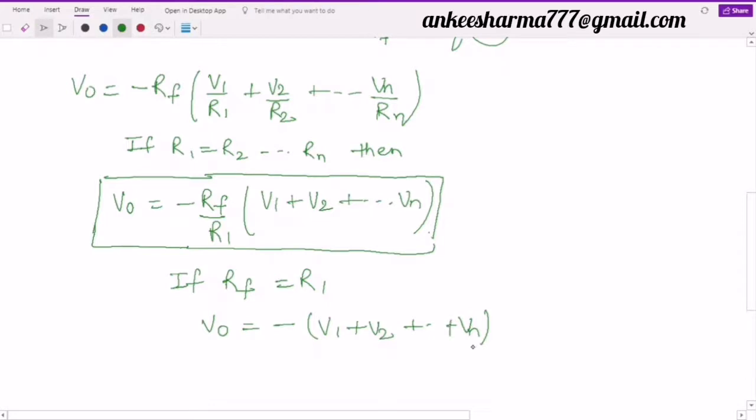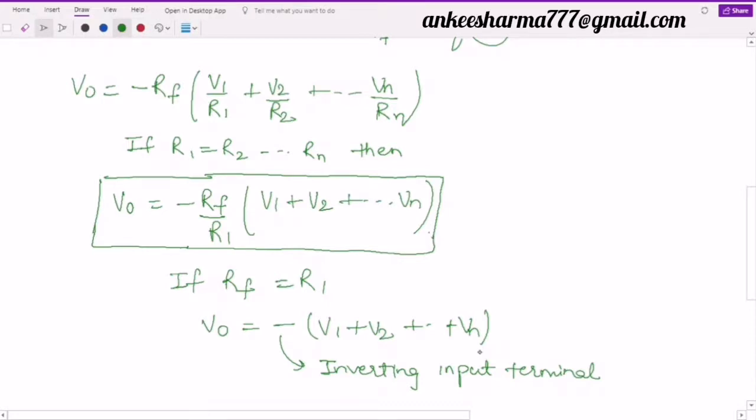Although we are getting here a negative symbol. Why am I getting the negative symbol? Because the inputs have been applied to the inverting terminal. And we have studied in our earlier lectures that this inverting terminal is phase shifting our output. So this negative is for the inverting input terminal. Right? So over here we have what we have obtained.